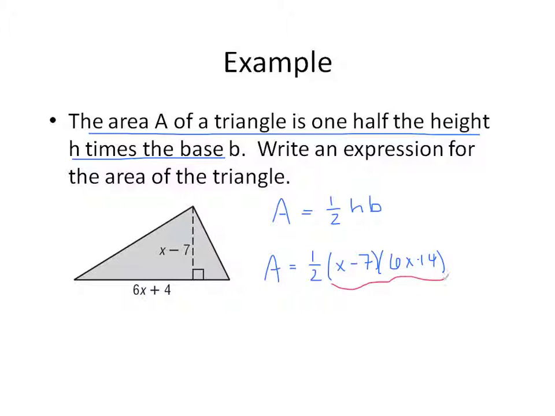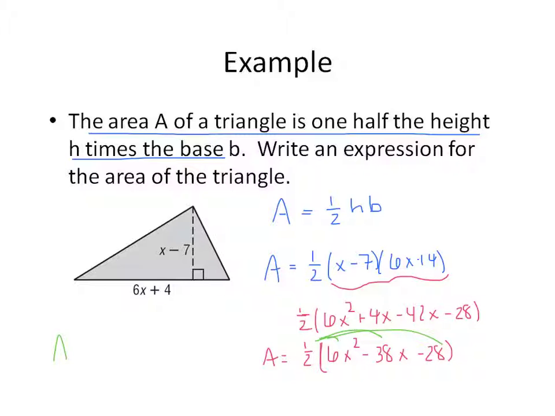So I would suggest we start by multiplying. The half is going to stay out front, and we're going to have 6x squared. There's first, outside, inside, and then we have last. If we combine like terms, this is going to be 6x squared minus 38x minus 28. Then we do need to distribute the half. So the area is going to be 3x squared minus 19x minus 14. There we go.